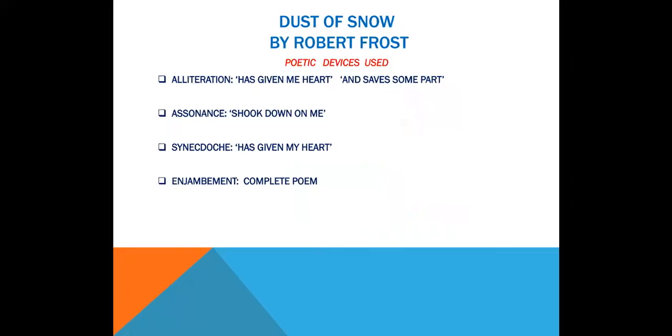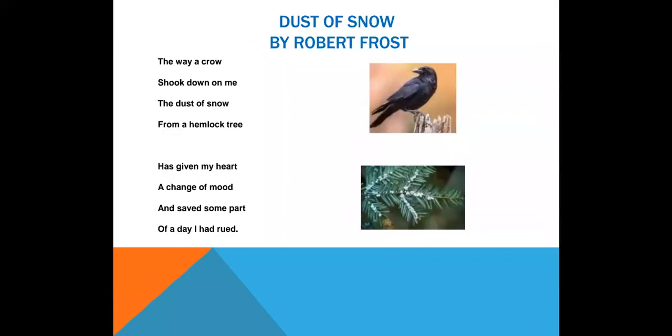So the fourth poetic device that has been used in the poem is enjambment. Okay. The last thing that I want to talk about is rhyme scheme. I feel you know how to calculate the rhyme scheme. What is the rhyme scheme here? It's A, B, A, B. How is it so? I'll tell you.